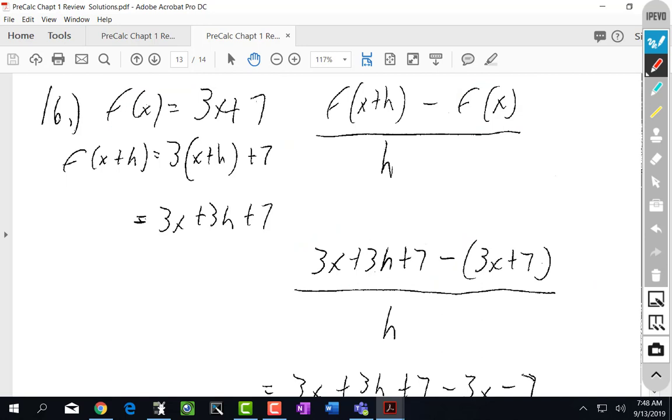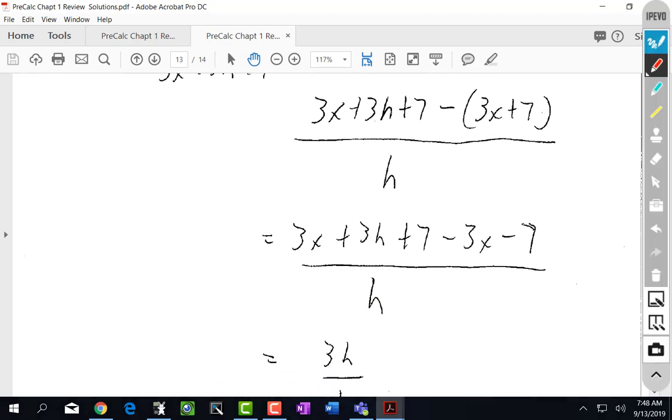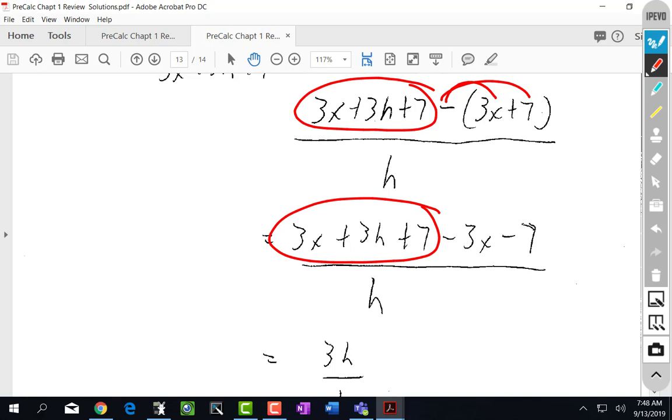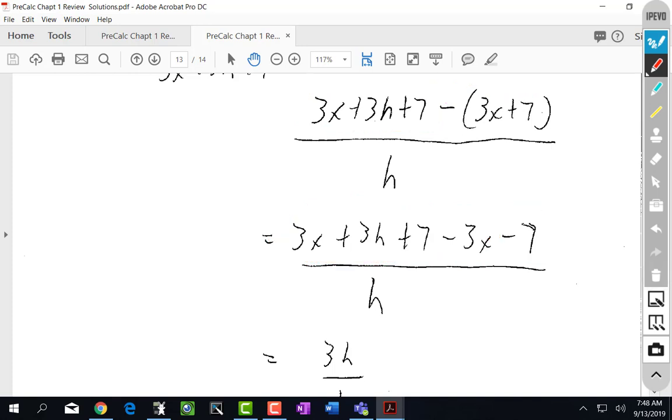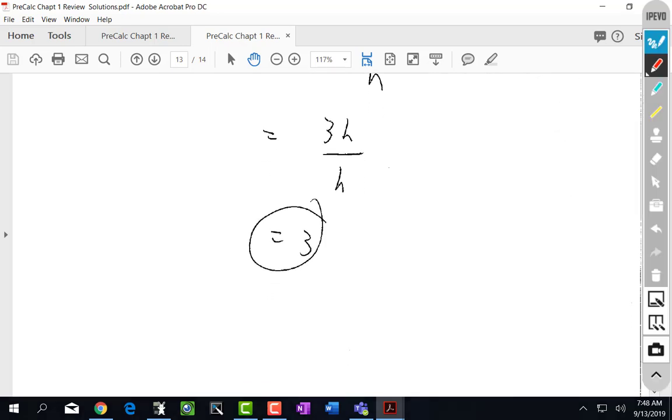So if I do this correctly, everything's going to cross out except for the terms that have h by it. My next step is I'm going to distribute my negative on through. I still have my 3x plus 3h plus 7. That's my f of x plus h. I distribute this negative on through, I end up with negative 3x minus 7. Combining my like terms, my 3x's cross out, my 7's cross out. And when I'm done doing that, I'm just left with 3h all over h. The h is crossed out, and my answer is 3.